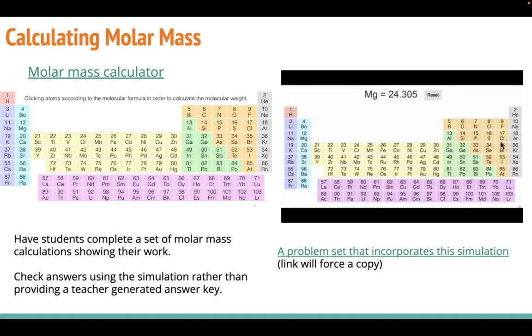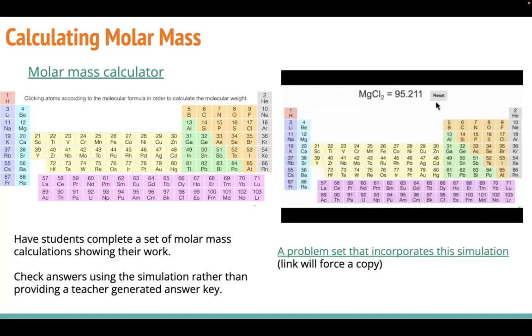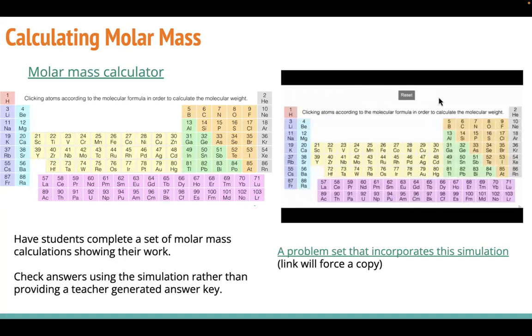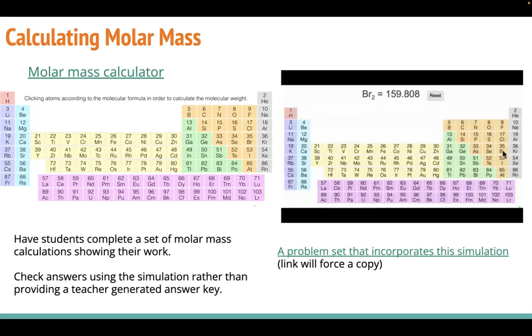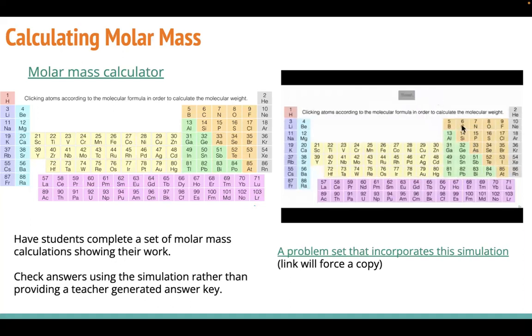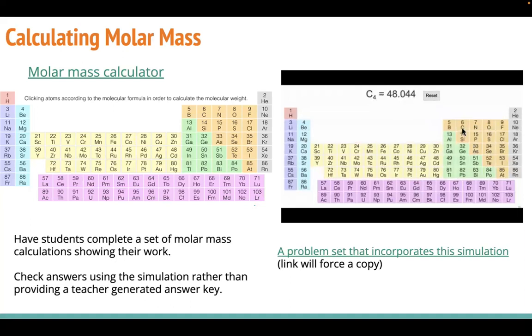And the other thing, Kristen, that I think about is they don't have parentheses here. So that would be an interesting thing to see, whether they would understand that to use this molar mass calculator, you would have to distribute the numbers. Right, right. Just thought of that. So that would be an interesting perspective for them.